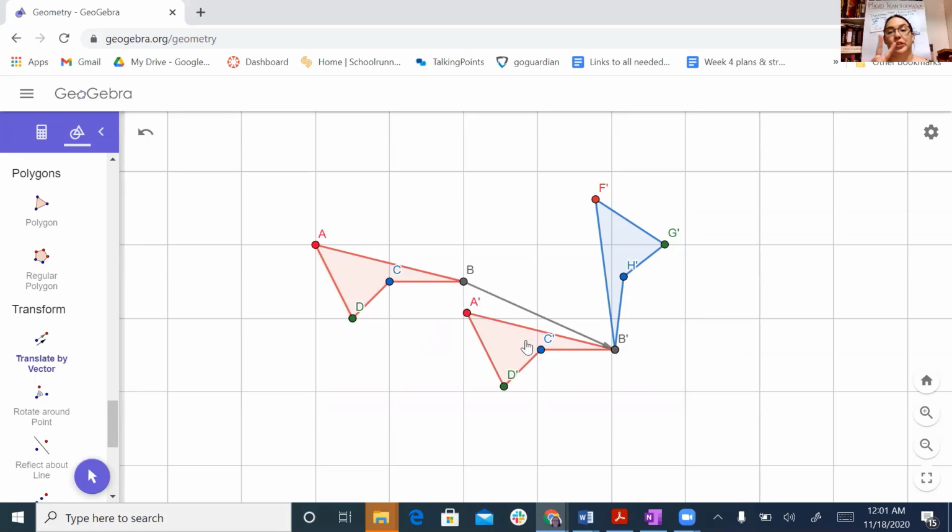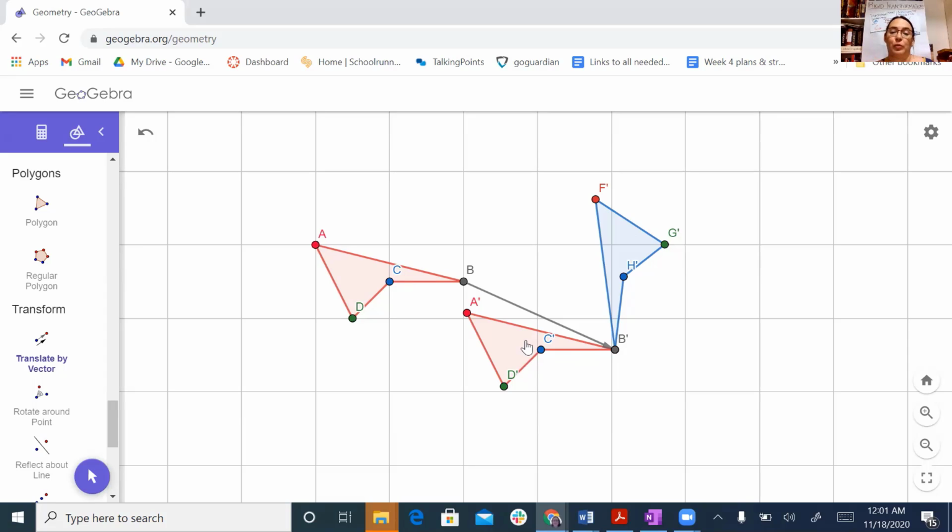I have two options now. I've already translated and put one point on top of the other, so I'm either going to use a reflection or a rotation to make my final move. Take a moment. Which do you think would be better? Let's try it first with a reflection.